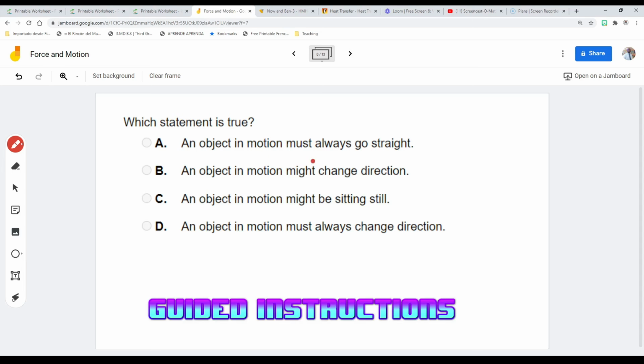An object in motion must always go straight? Not exactly. That depends on the force applied to it. An object in motion might change direction? Well, yes, it can. An object in motion might be sitting still? No, that's not possible, because the force you apply to an object will make that object move faster or slower. An object in motion must always change direction? No. I'll pick option B. Next question.